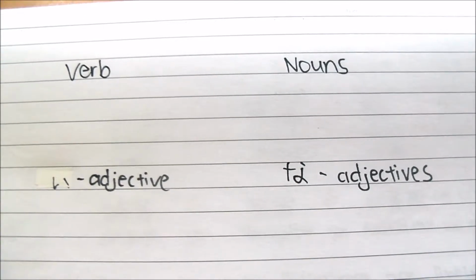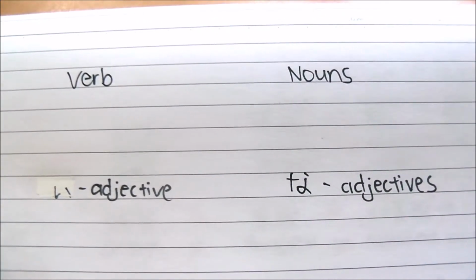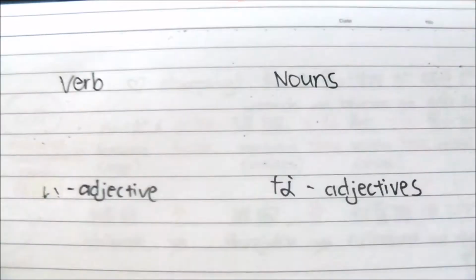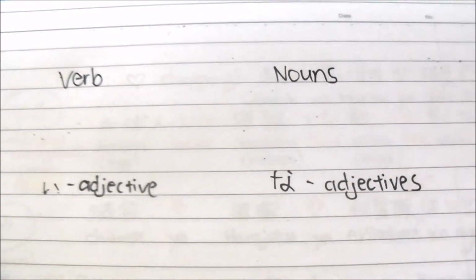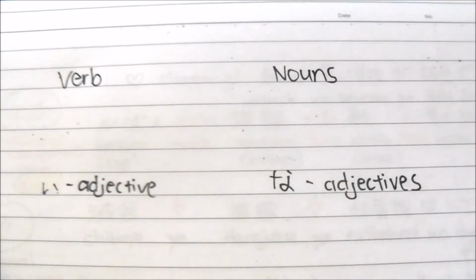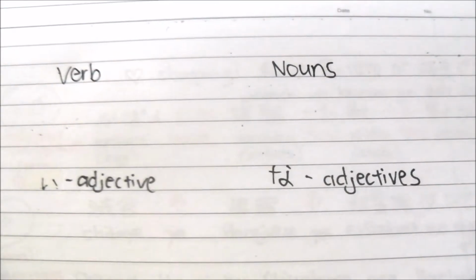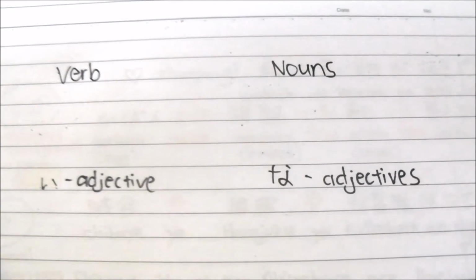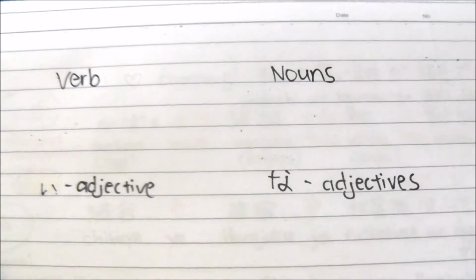So in lesson 5, we are learning te form for verbs. Then in lesson 6, we'll learn i-adjectives and na-adjectives. Why do we combine i-adjectives and na-adjectives? Because they are very easy. For example, akai becomes akakute. You take away the i and put kute. For na-adjectives, it's even easier. Just add a de.